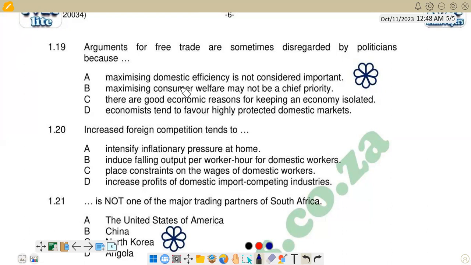B. Maximizing consumer welfare may not be a chief priority. Consumer welfare usually here is not considered. This one is appropriate. With consumer welfare, we are talking about even the price levels that the consumers are going to go through. They are going to buy goods and services from outside the country. We have exchange rate differentials between the currency of our country and the currency of the country that we're importing from. We might have expensive products, which is going to compromise the consumer welfare. So B becomes appropriate there.